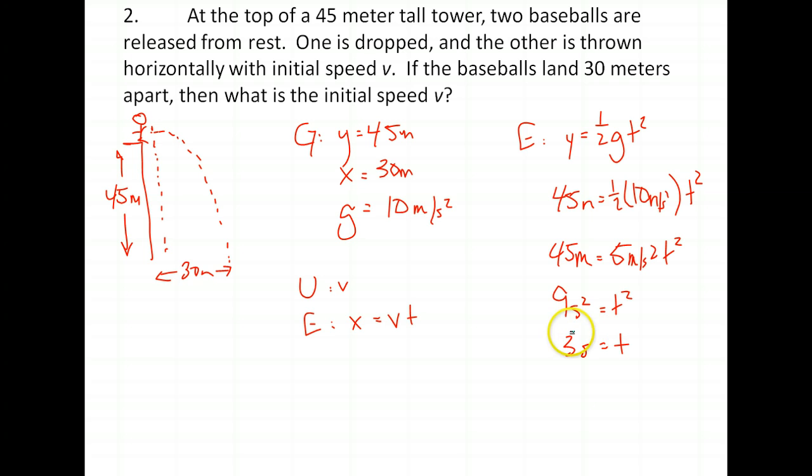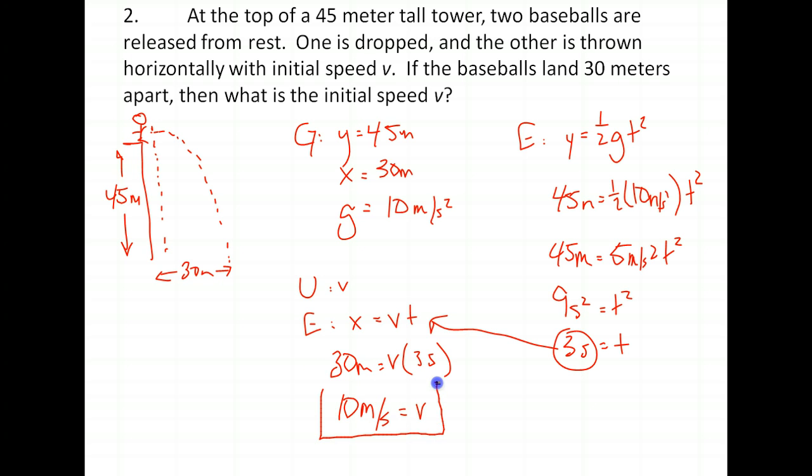So now we can take our 3 seconds and apply them over to this equation here. Our distance that they land apart is 30 meters. We're solving for velocity. Our time is 3 seconds. And then we can just divide out. So 30 divided by 3 is 10. And with our labels, 10 meters per second equals our velocity. So the ball that was thrown was thrown at 10 meters per second.